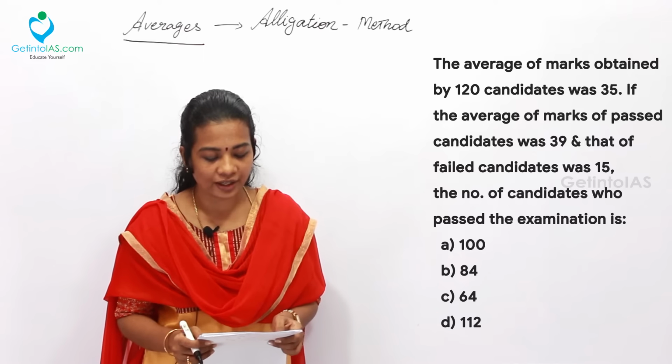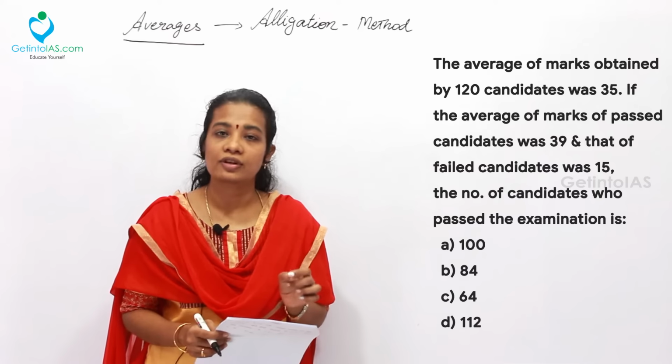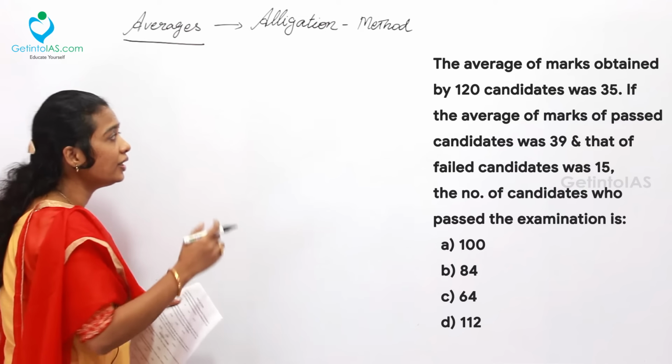The first question in front of you is, the average of marks obtained by 120 candidates was 35. If the average of marks of passed candidates was 39 and that of failed candidates was 15, the number of candidates who passed the examination is. Using the traditional way, first let's solve this problem. The average of marks obtained by 120 candidates.